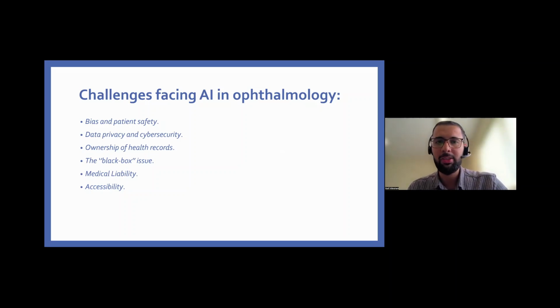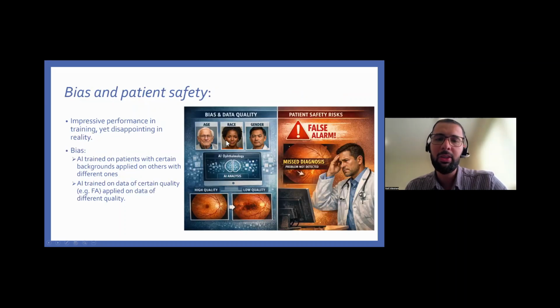Let's discuss the challenges. Now, there are a few terms that I'd like to highlight. So, for example, bias in patient safety, data privacy and cybersecurity, ownership of health records, the black box issue, medical liability, and accessibility. So bias in patient safety. When we use those AI systems, we might use them on a specific population, for example, specific race or specific age population, while we train the actual AI programs.